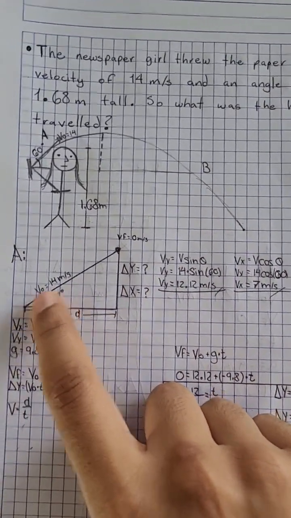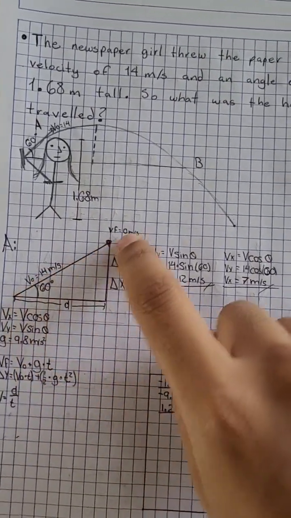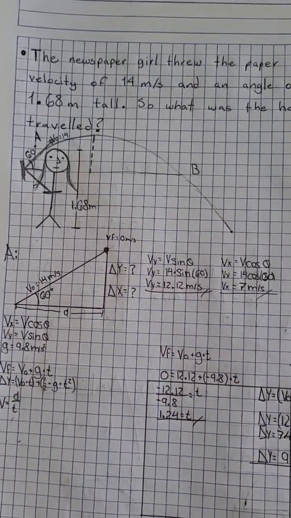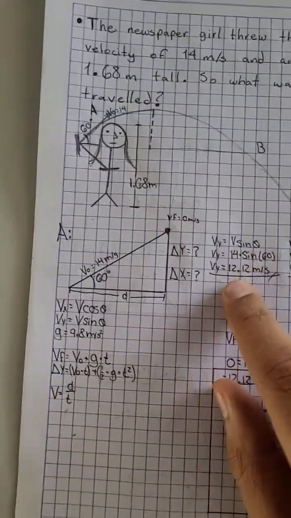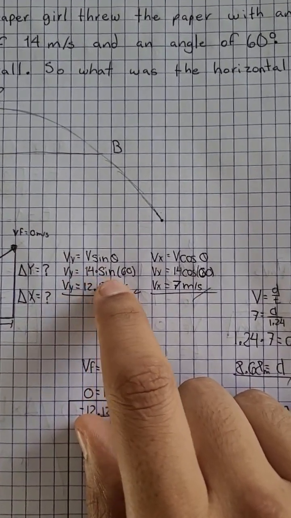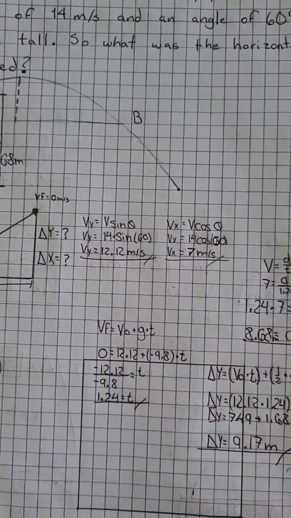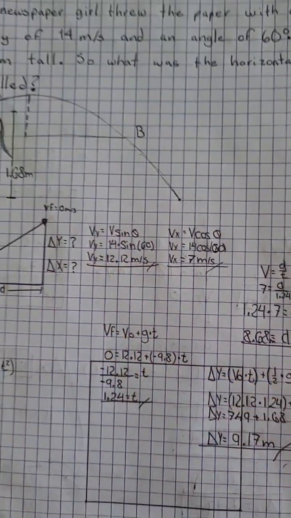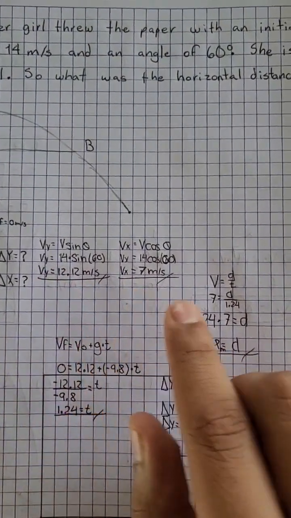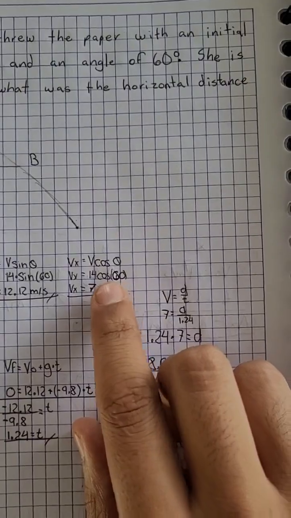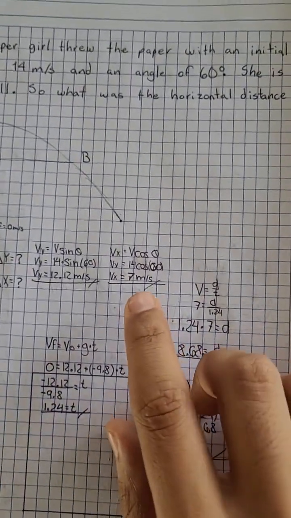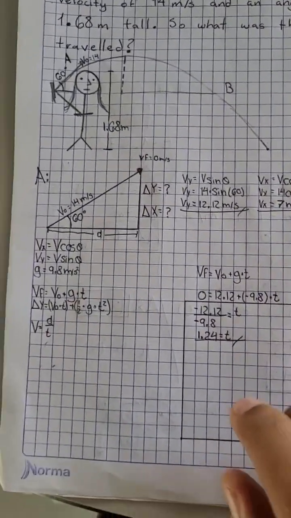As we said right here, we have the 40 meters per second diagonally, so that's not useful for us. We don't have to use that, and we only calculate 14 times sin of 60, so we get that the initial velocity in y, in the free fall exercise, is 12.12 meters per second. We do this exact same thing but with cosine, and we get 7 meters per second in the x-axis.